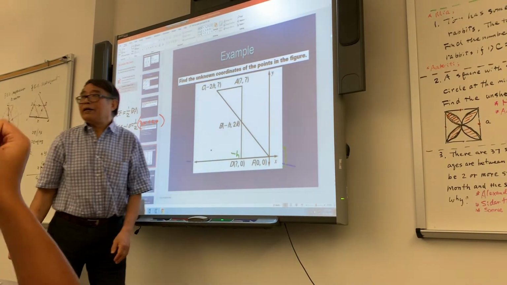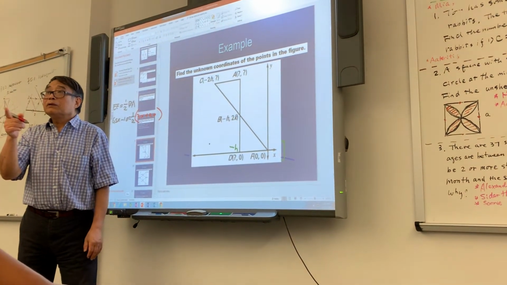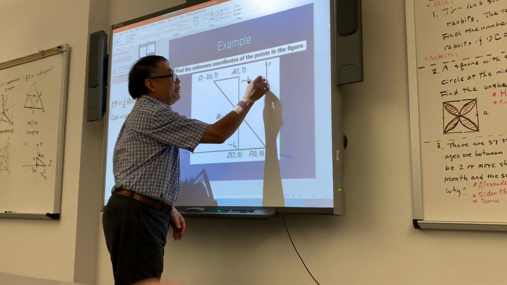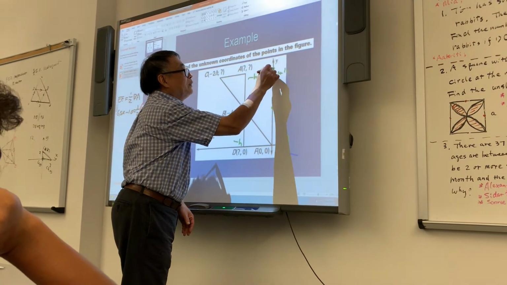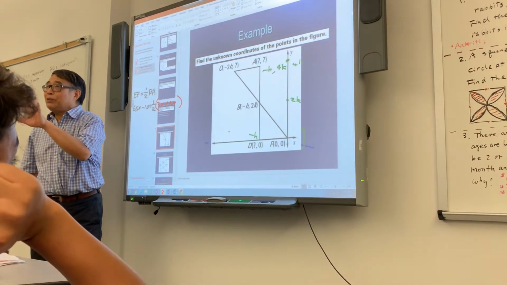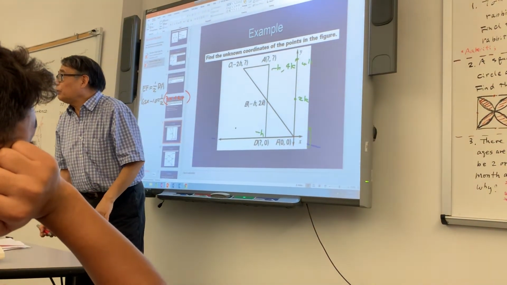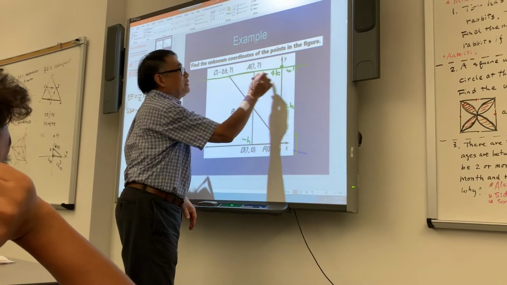And how about this point A? X, Y: negative h, 4k. Because here is 2k, here should be 4k. Do you understand, please? If you don't understand, please let me know. This point C, the Y coordinate should be what? 4k, because on this line, everything is 4k.